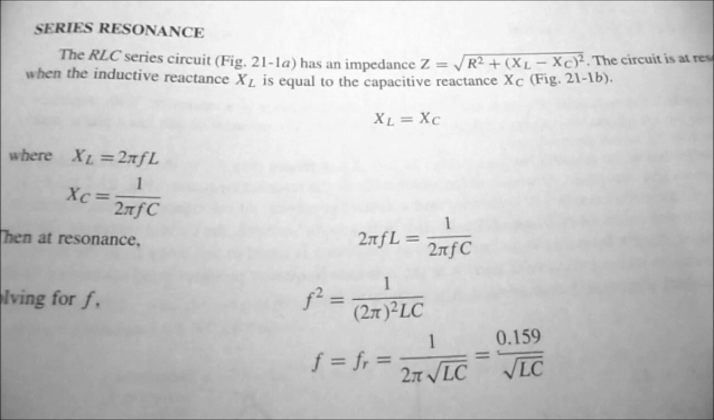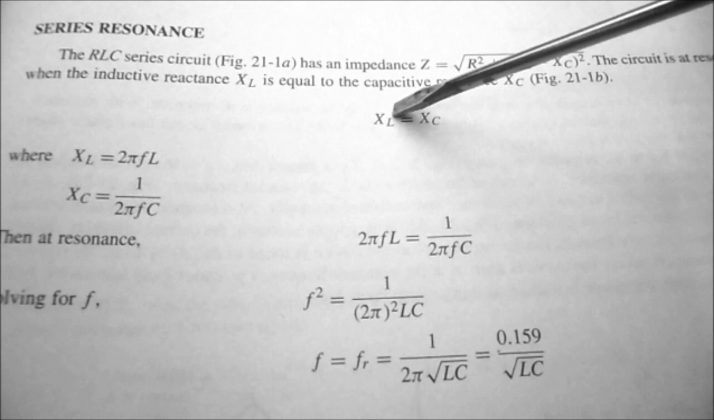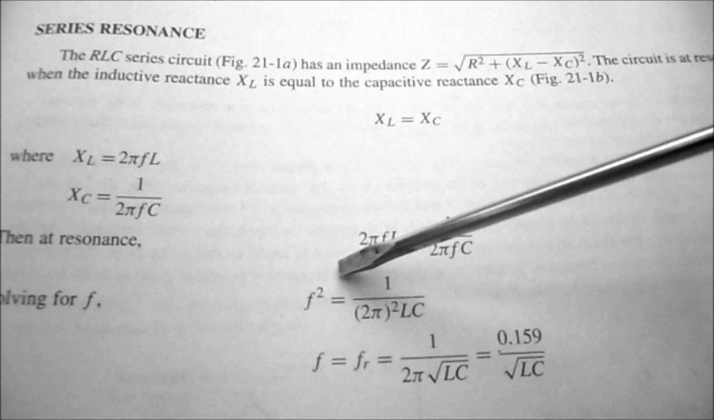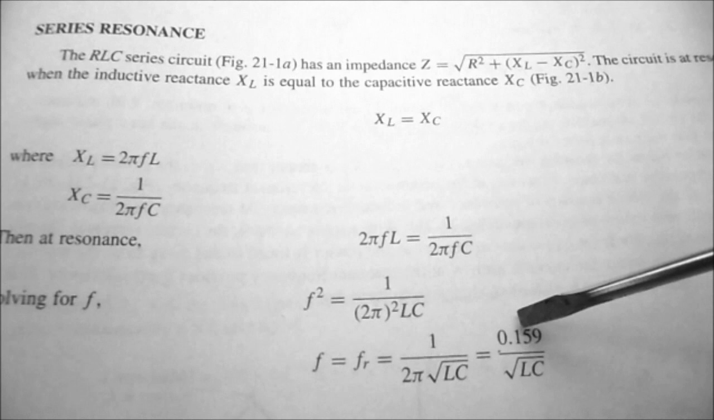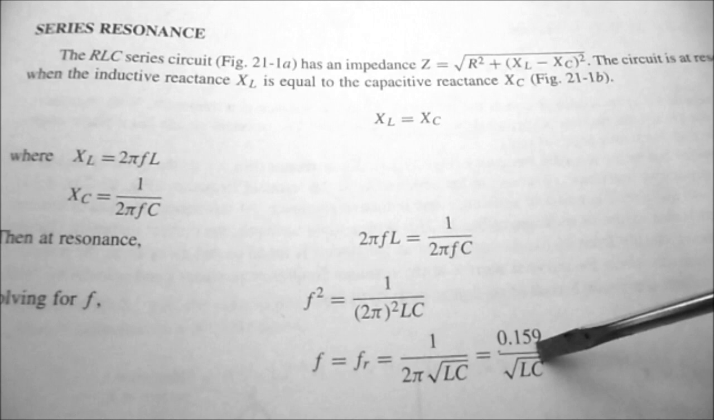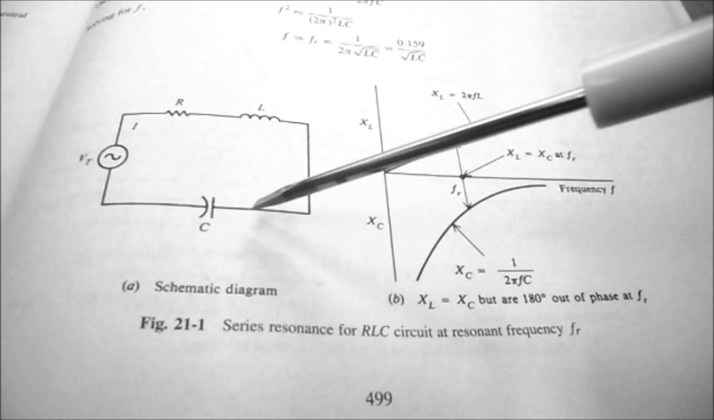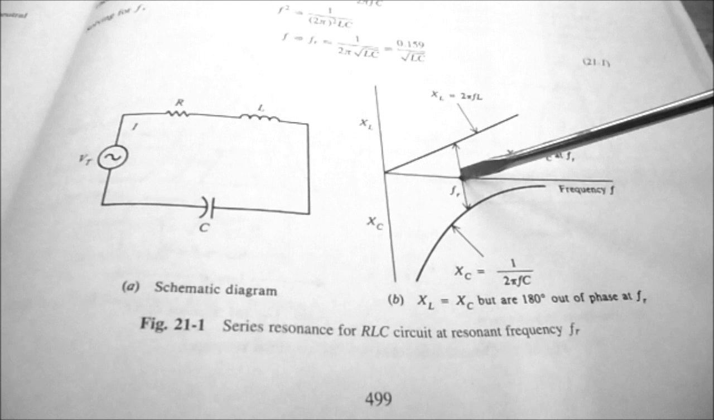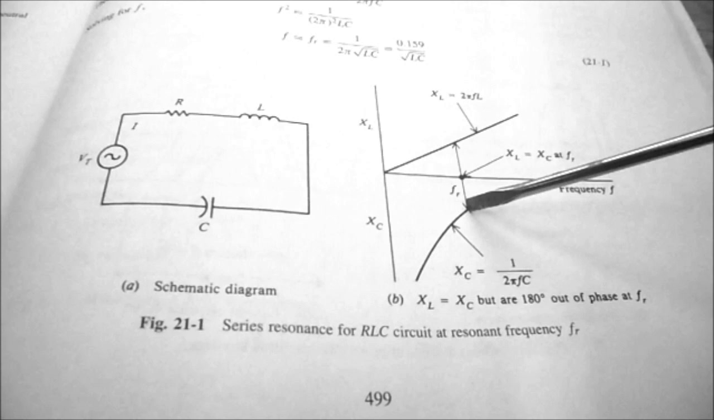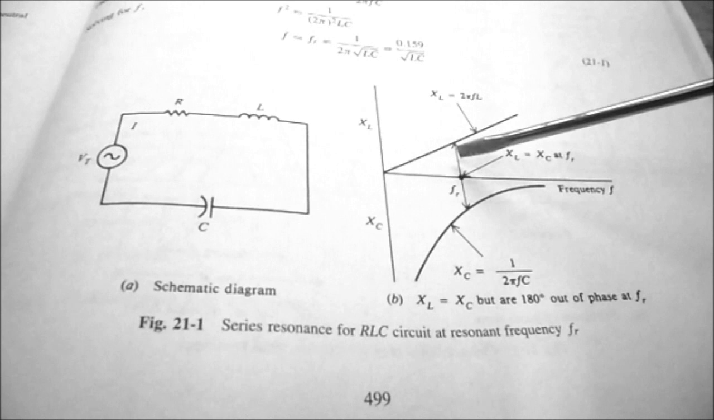So under series resonance, you can see XL is equal to XC, and they give us the formula for figuring out what the resonant frequency is going to be, and that's equal to 0.159 divided by the square root of L times C. And in figure 21-1, we have the schematic diagram of a series RLC circuit. And you can see at resonance, when we select the resonant frequency, XL is going to be equal to XC. And the two are basically going to cancel out the effects of each other, so all you're going to be left with is a resistive circuit.